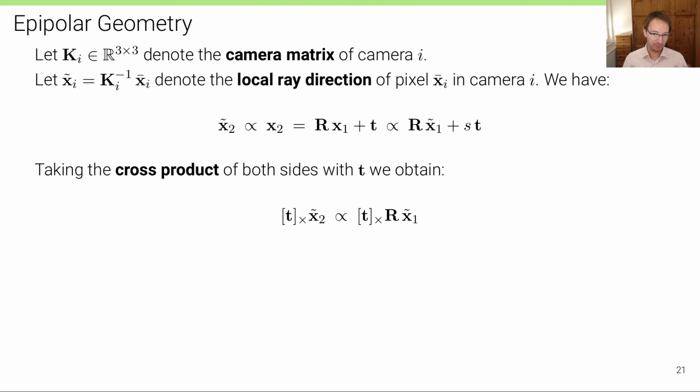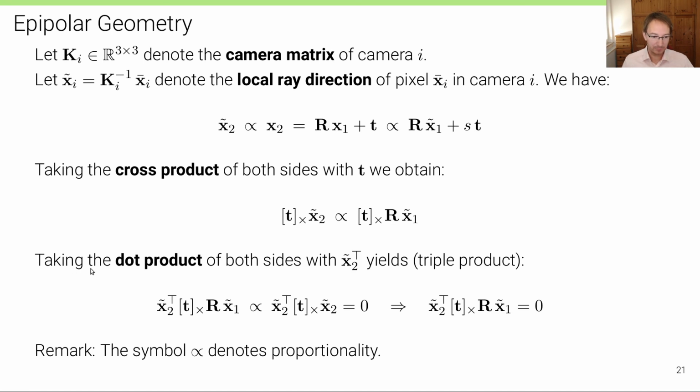Now, what we can do with this is we can take the cross product of both sides with t and obtain the following expression. So if we take the cross product of this side here with t, we have this expression here on the left side. And then here on the right, if we take the cross product, we have this expression, because the last expression is the cross product of t with itself, which is 0. So this term falls away, no matter what s actually is.